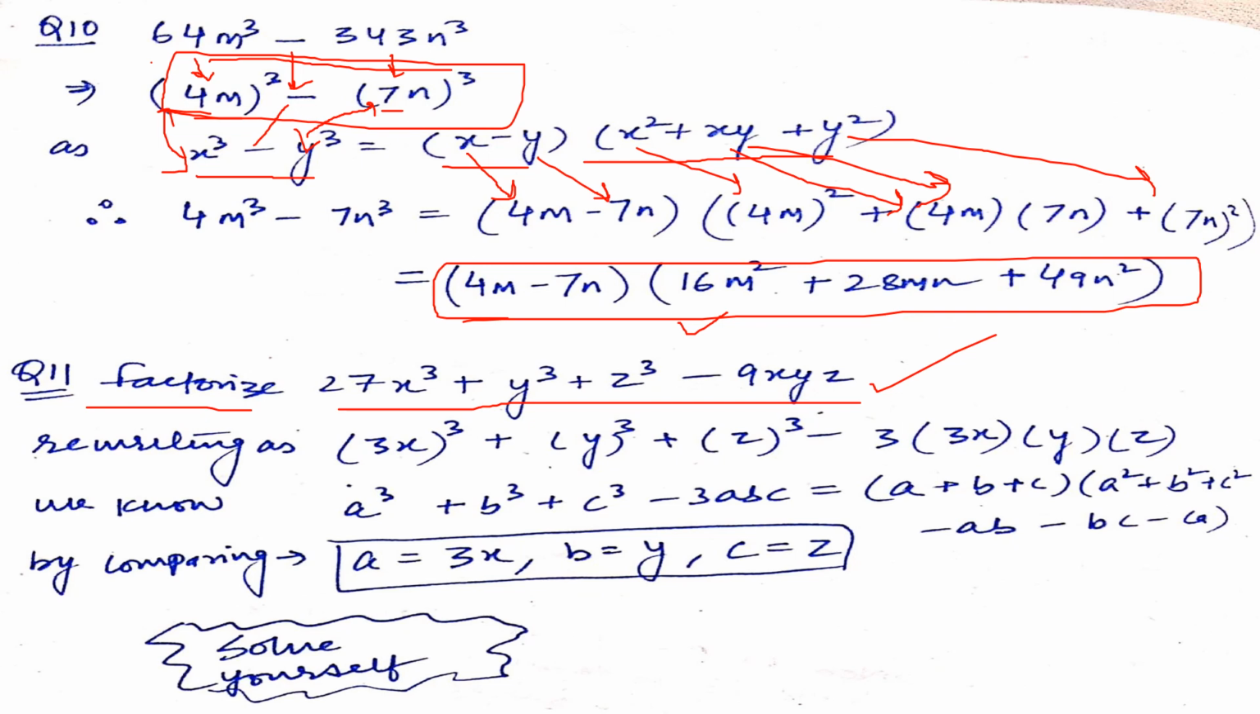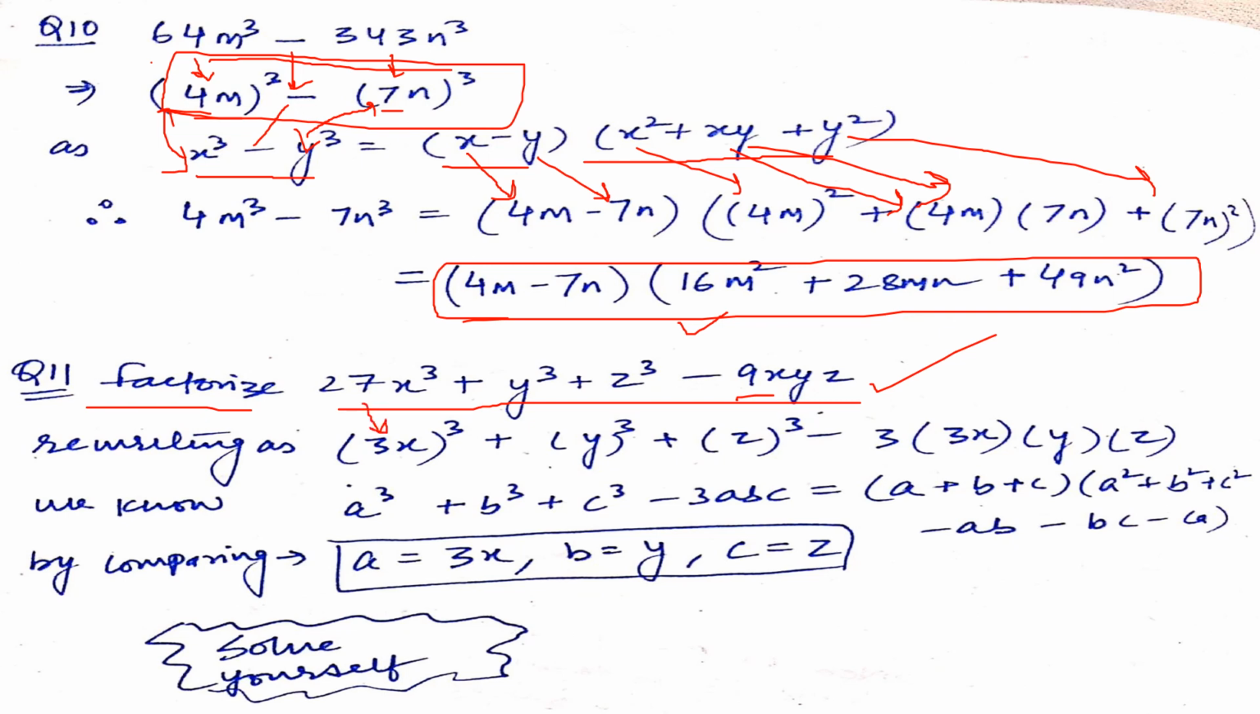The formula we have studied is x cube plus y cube plus z cube minus 3xyz. Here we have minus 9xyz, so we have to make it something like that. Second thing, the question variables are xyz. So is it safe to write the formula in terms of xyz? No. Better we write the formula in other variables. I have taken a, b and c. Before taking a, b, c, I have rewritten the question like this.